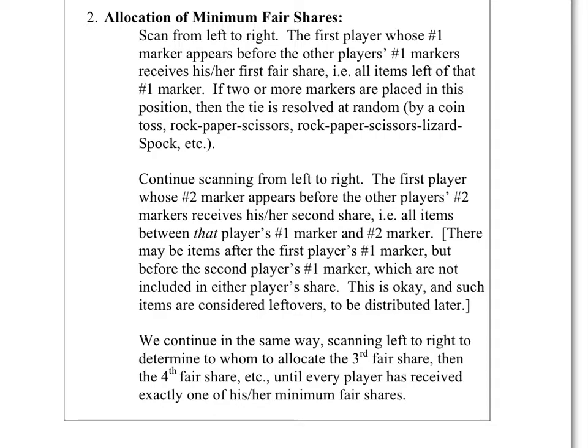There may indeed be items after the first player's number 1 marker, but before the second player's number 1 marker, which are not included in either player's share. That's okay. Such an item is a leftover, and it goes into the leftover bin to be distributed later. We keep going in the same way, always scanning left to right, next to determine to whom to allocate the third fair share. So whoever's number 3 marker appears before anyone else's gets their third fair share, and then the fourth fair share, etc., until every player has received exactly one of his or her minimum fair shares.